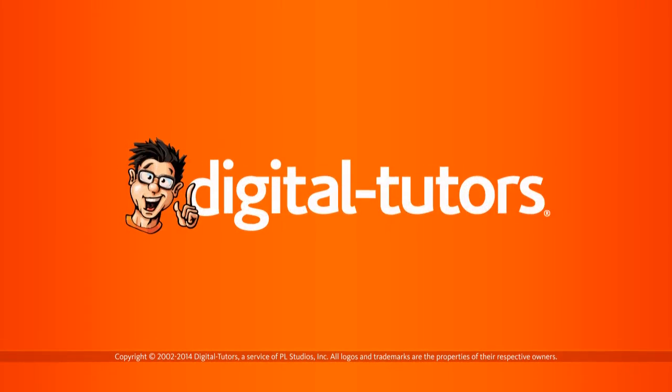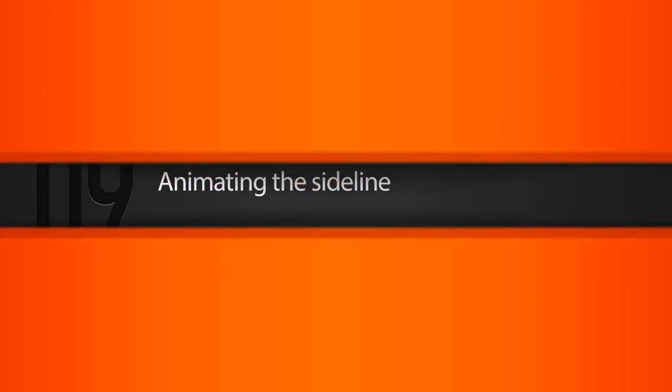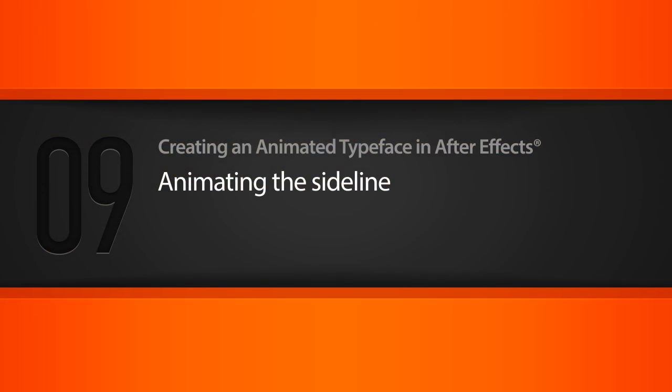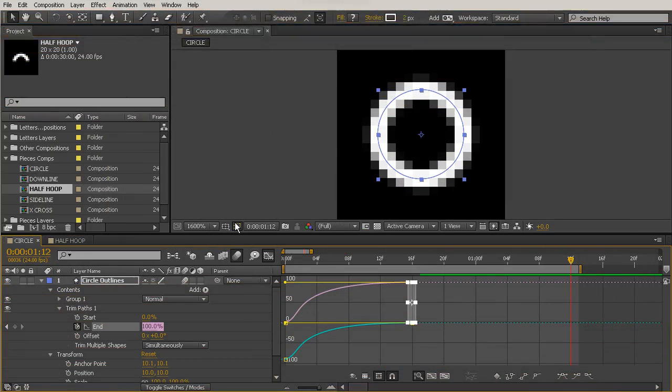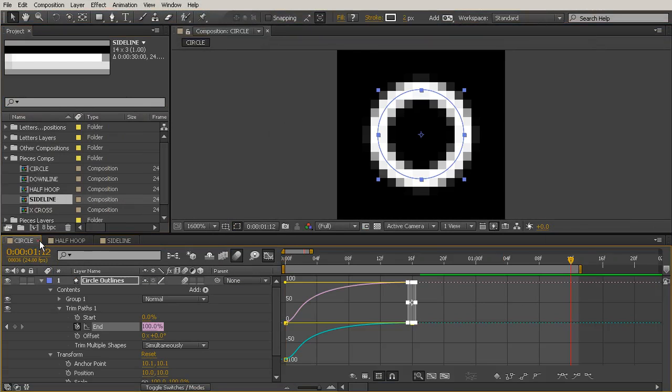In this lesson, we'll be animating the sideline. Okay, so let's go ahead and jump out of our half hoop and circle comps by opening up our sideline comp.